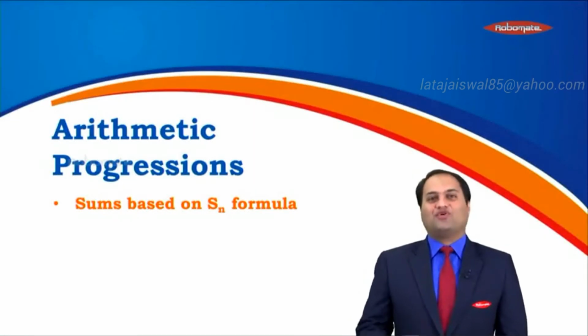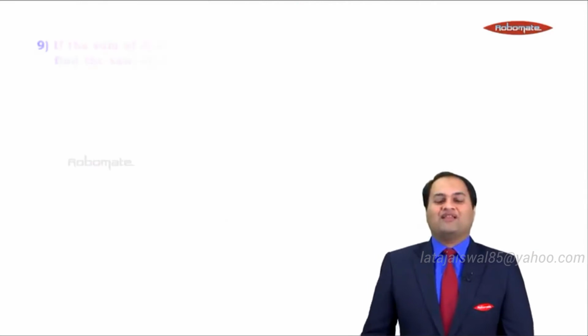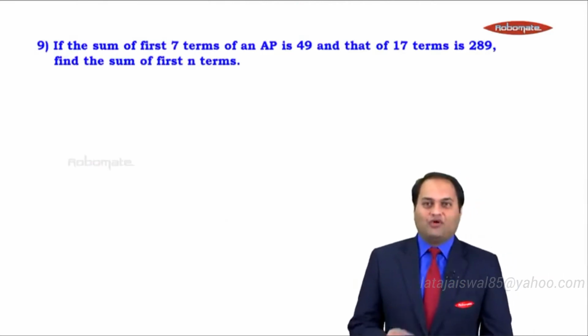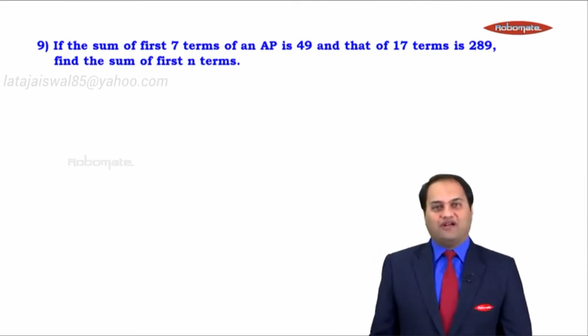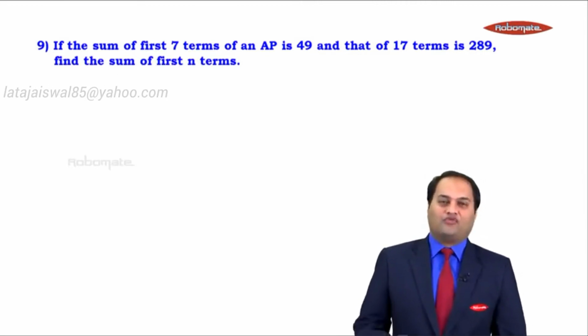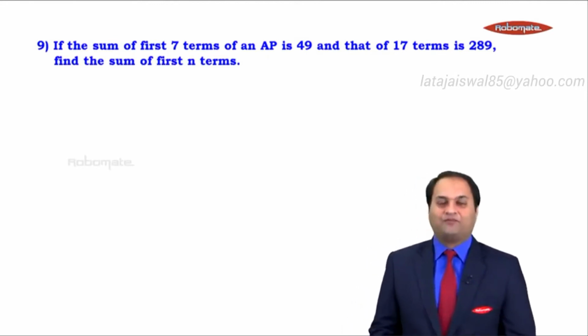Students, let us go through one more sum based on the Sn formula. Let's do it. The sum is: if the sum of the first 7 terms of an AP is 49 and that of 17 terms is 289, find the sum of the first n terms. Let's go step by step.